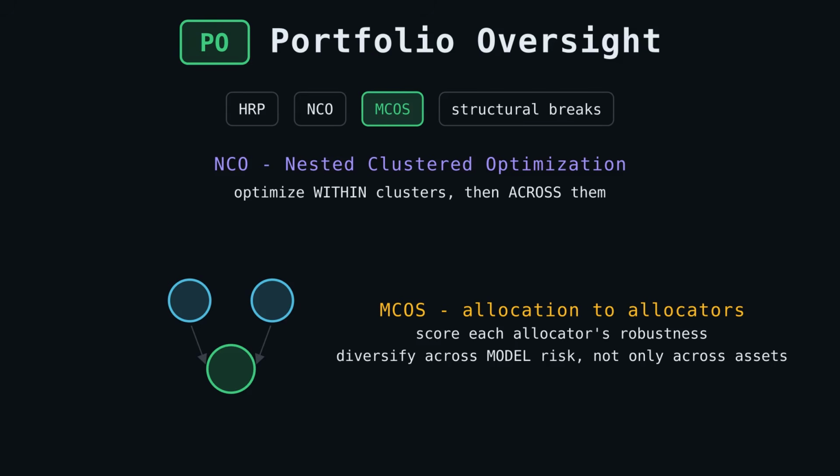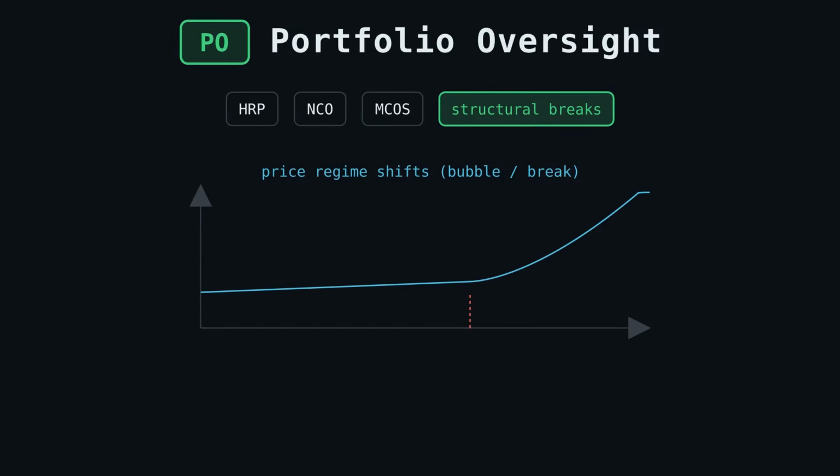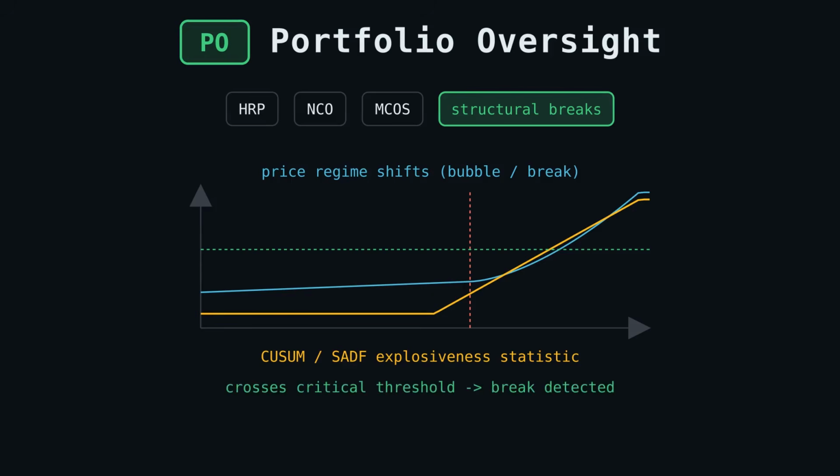This replaces allocation to assets with an allocation to allocators, hence achieving diversification across model risk, not only across asset risk. Meanwhile, structural break tests, such as CUSUM and the Supremum augmented Dickey-Fuller statistic watch for explosive regime shifts, flagging a break the moment the evidence crosses its critical threshold.